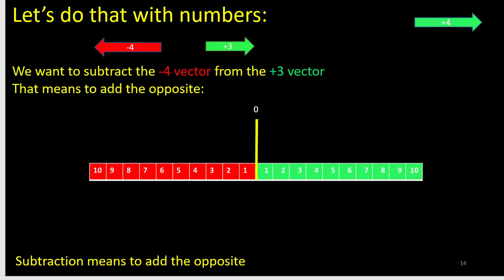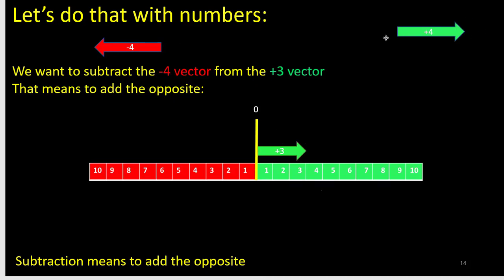Let's go ahead and do that again with numbers. Recall that subtraction means add the opposite. So we want to subtract this -4 vector from the +3 vector. I'll go ahead and grab that +3 vector and put them on here. Recall that subtraction means add the opposite. I have the opposite of that -4 vector here represented as a +4 green vector, and we'll just add them right here just like we always had. And we can see that that answer is 7. The head of the second vector adds up to 7.